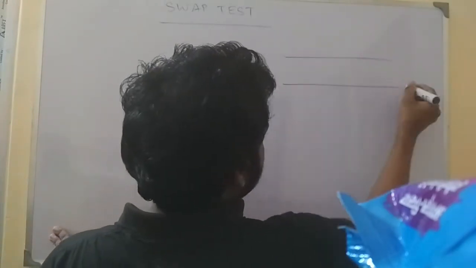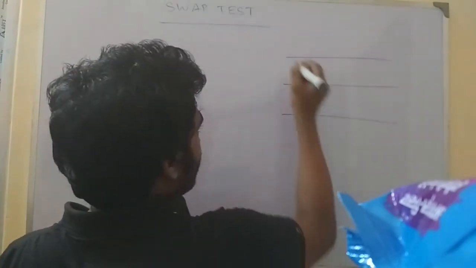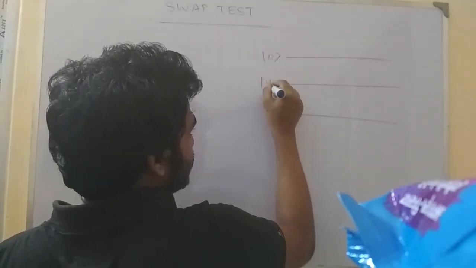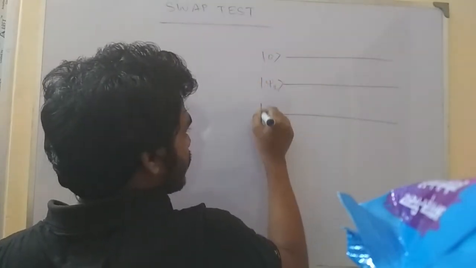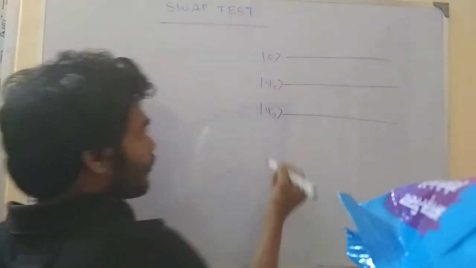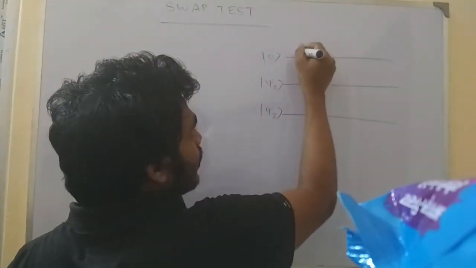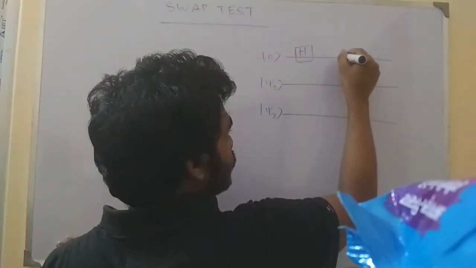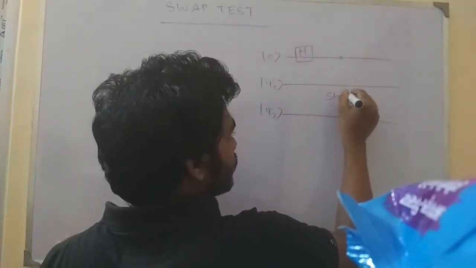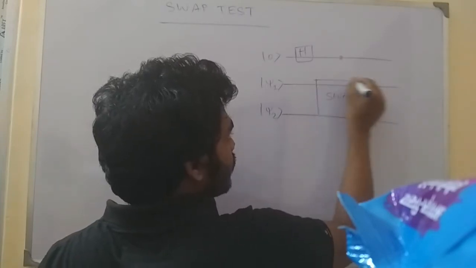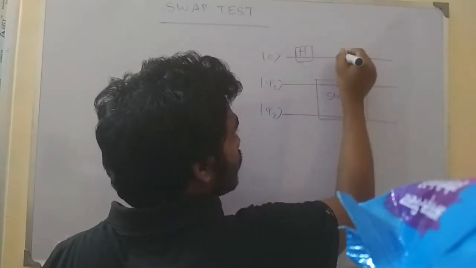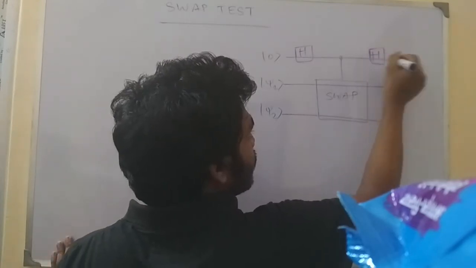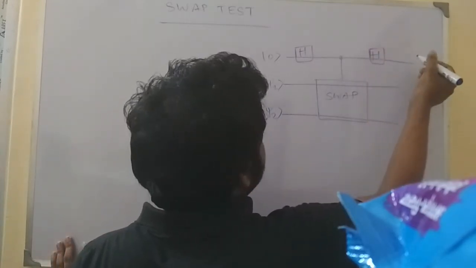we have a 3 qubit system, and initially we have 0 here, and we have a state psi 1 here, then a state psi 2 here, then a Hadamard gate. Then we have a control swap operation. Then we have another Hadamard gate here, and then we do measurement here.